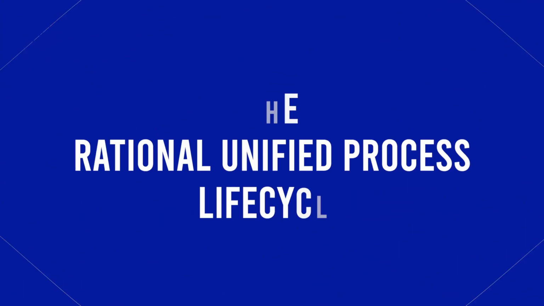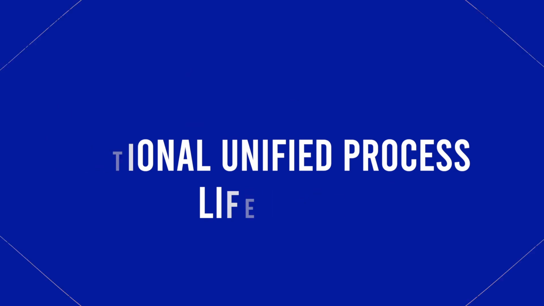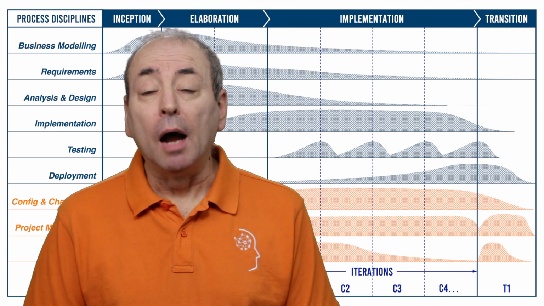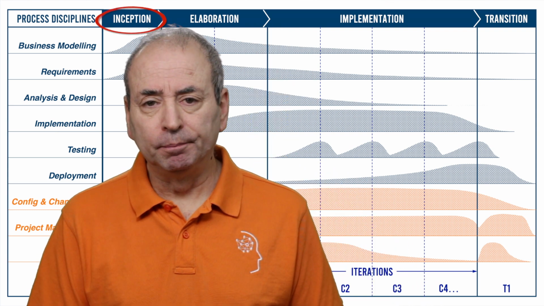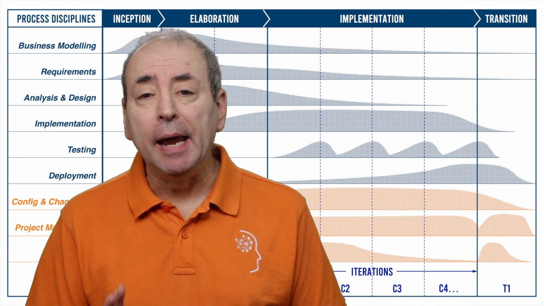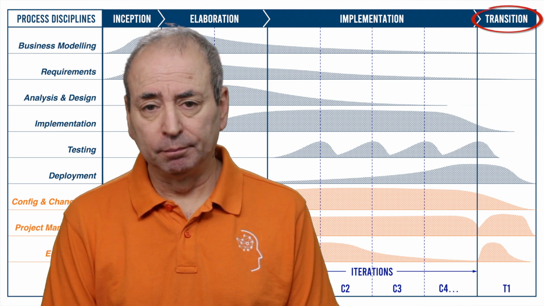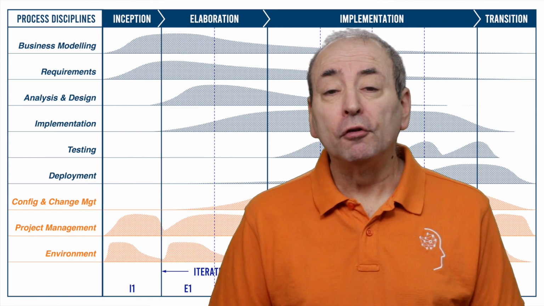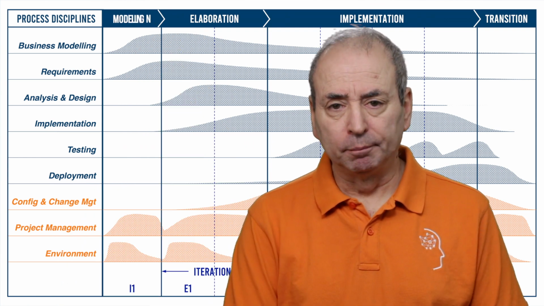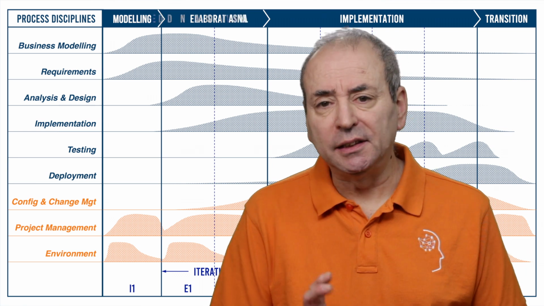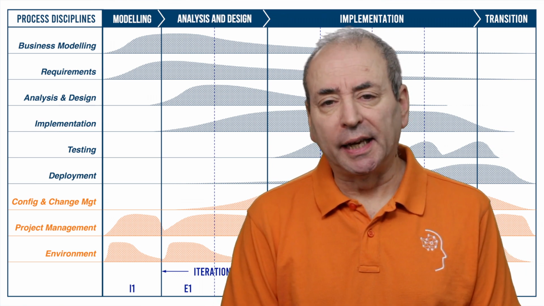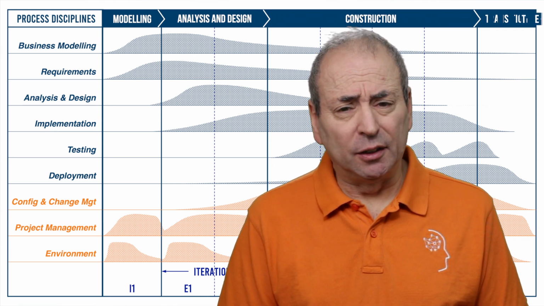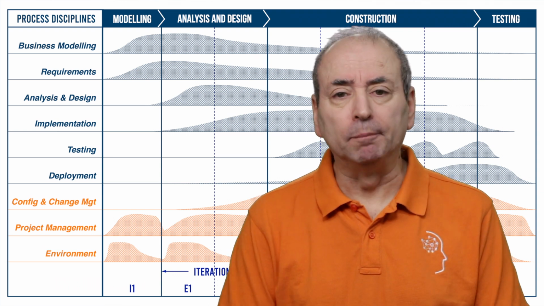The Rational Unified Process Lifecycle. In the Rational Unified Process, the project lifecycle has 4 phases. I'm going to refer to them as inception, elaboration, implementation, and transition. But other labels are used by different organizations. For example, you might hear the inception phase called modeling, the elaboration phase called analysis and design, the implementation phase called construction, and the transition phase called testing, or testing and deployment, or just deployment.